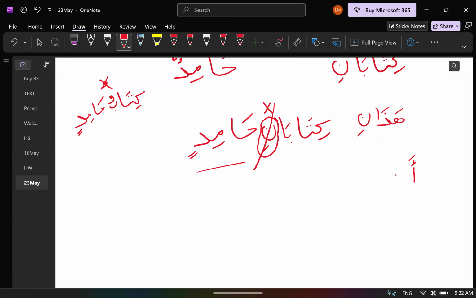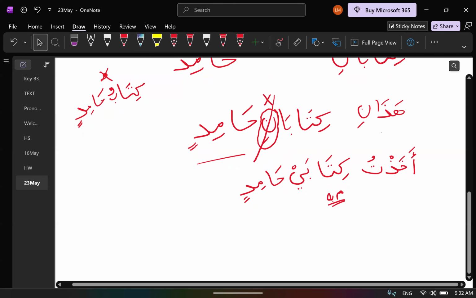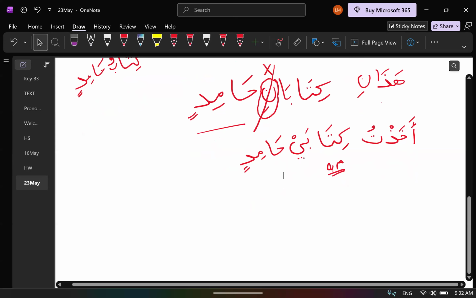Now let's take a look at the mansub part. So I say akhaztu, I took, akhaztu kitabani. What is the mansub part of it? Kitabaini, right? I have to drop the noon still. So kitabai hamidin. Akhaztu kitabai hamidin. I took two books of Hamid. This is now my mafulun bihi and has to be mansub. So kitabani marfu, kitabaini mansub or majroor, and the noon has been dropped over here.